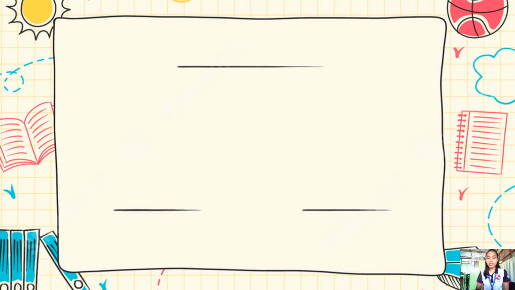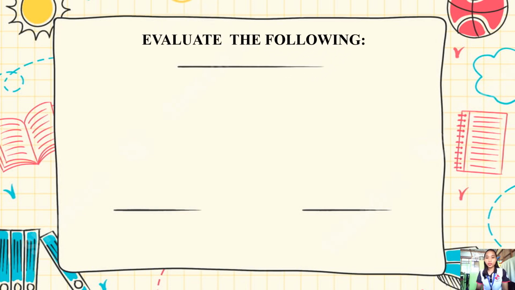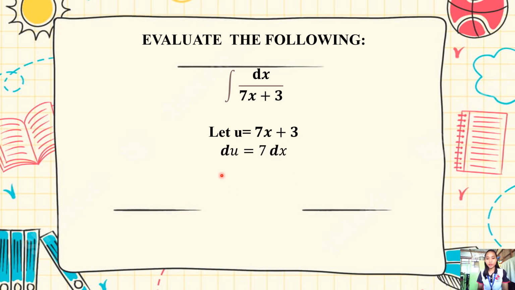To further understand logarithmic functions by use of substitution in integrals, we must evaluate the following: the integral of dx over 7x plus 3. First, let u be 7x plus 3. Then next, we must find the derivative of u, which is equal to 7 dx, because 3 can't be derived, since it is a constant number, and its derivative is equal to 0.